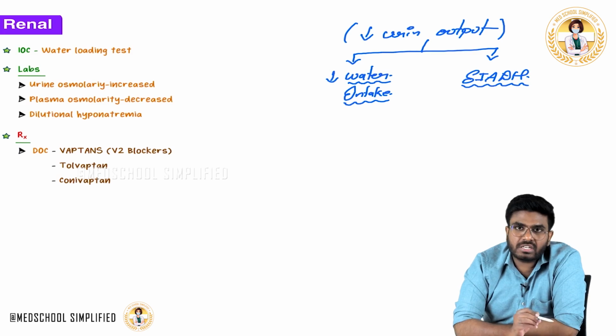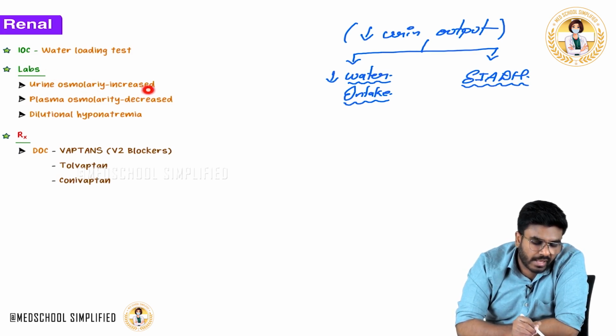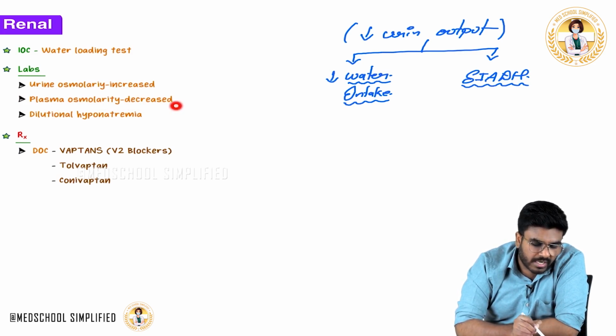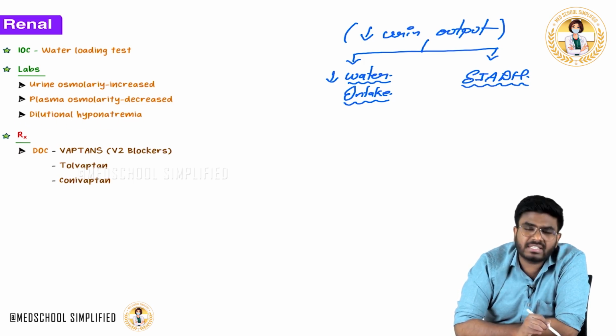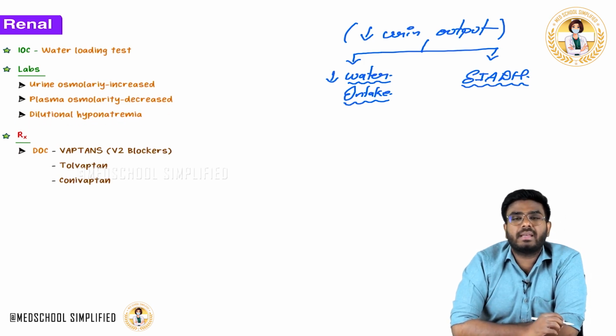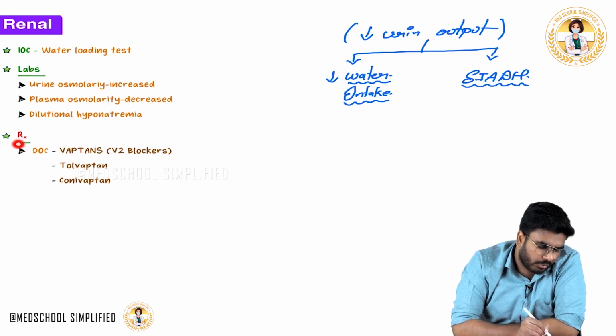And look at the laboratory. Just now we have discussed urine osmolality increases, hyperconcentrated urine. What about the blood osmolality? More water going back into the blood, so plasma osmolality decreases. What about the sodium levels in the blood? The sodium levels are going to be diluted. So dilutional hyponatremia is there.